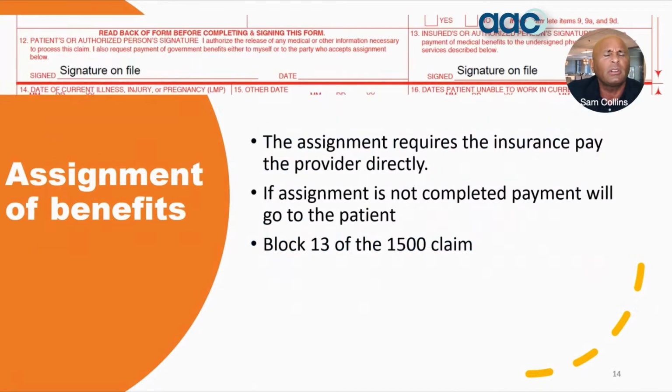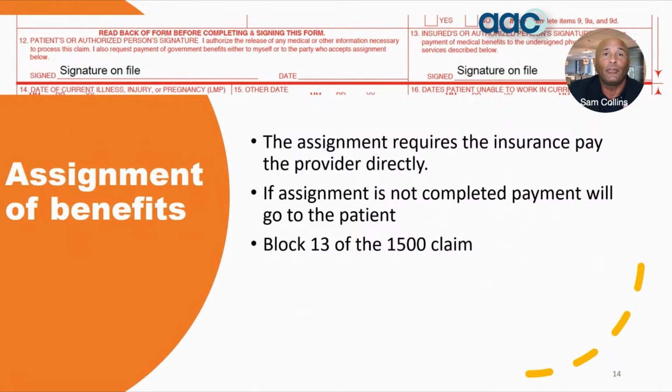Now, here's an important one. What's an assignment of benefits? This is block 13. You'll see it towards the top here. And it says insured or authorized person's signature. I authorize the payment to be made to the provider of service. This is how you get the money. If you leave that blank, block 13, the money goes to the patient. So make sure your claims are assigned. If you don't assign the benefits, the check goes to the patient.